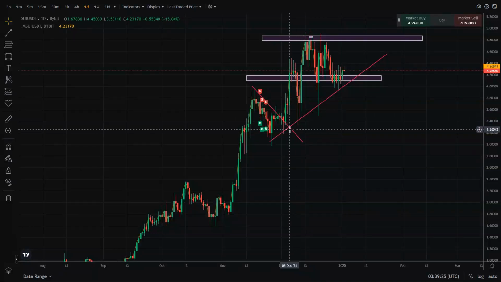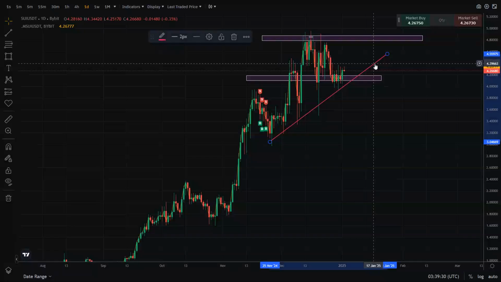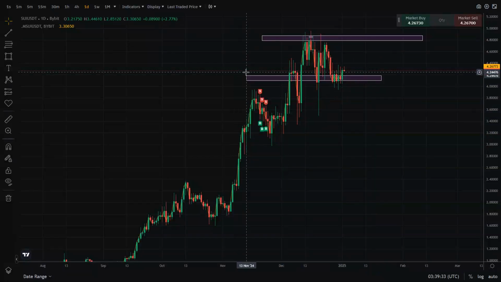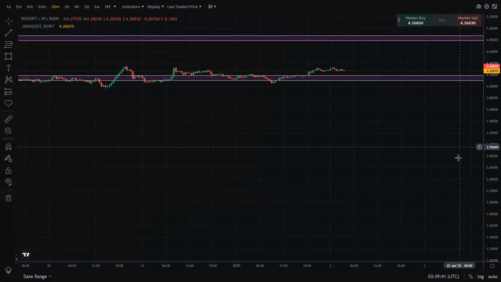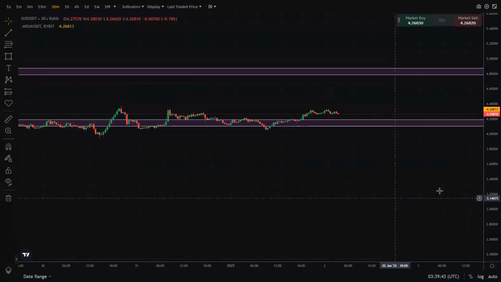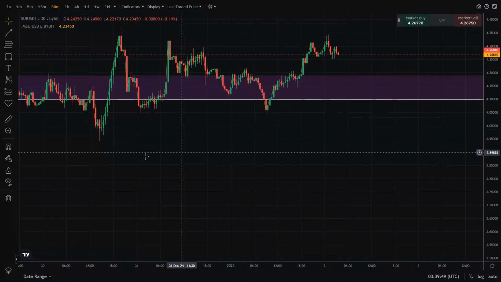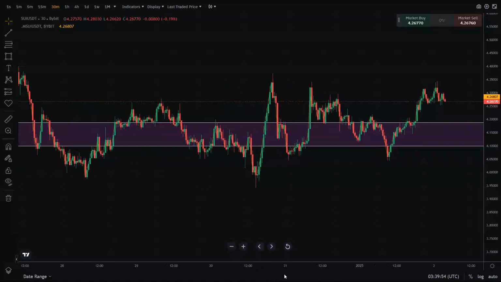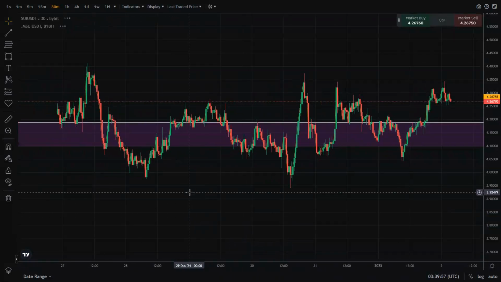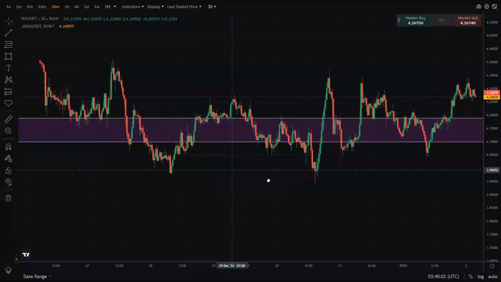Then let me go to a lower intraday time frame, from which we're able to see the chart more clearly. I'm going to make use of the 30-minute time frame. All right, so we can see this more clearly.